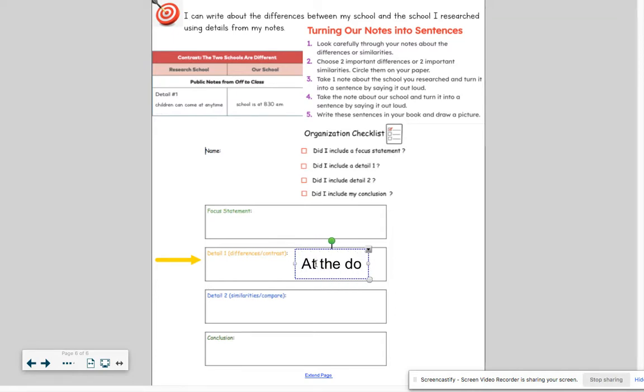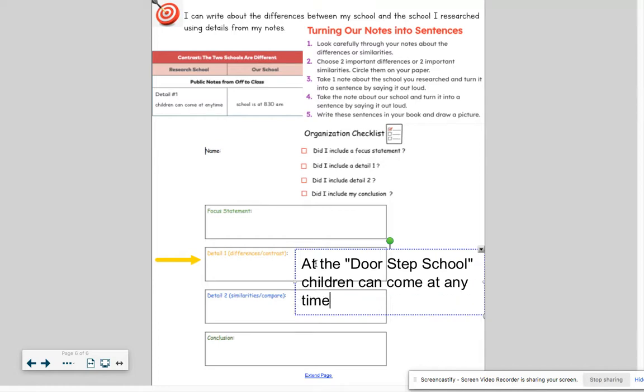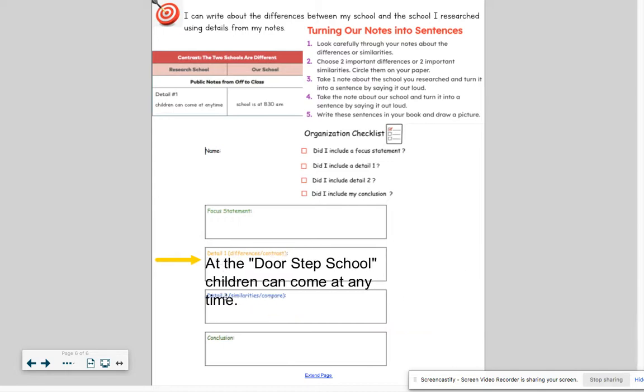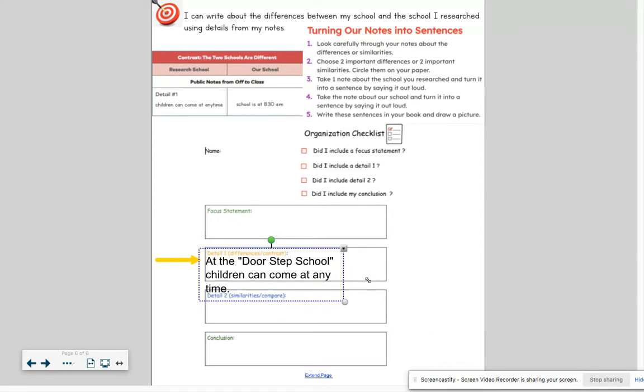At the Doorstep School, children can come at any time. Period. Okay, am I done? Nope. Now I need to write a sentence about our school.